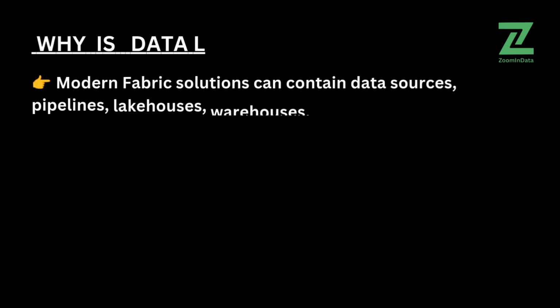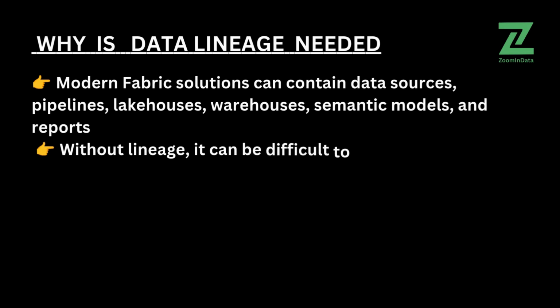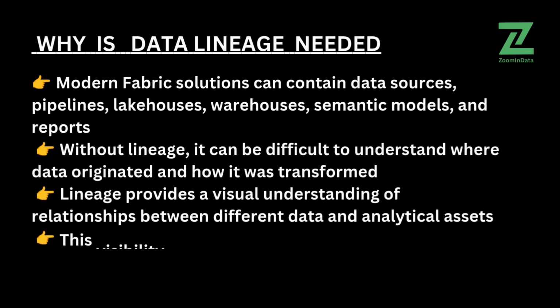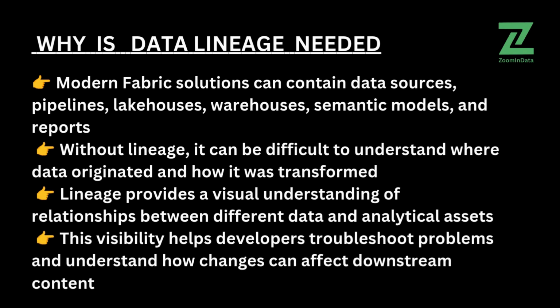Modern Fabric solutions can contain data sources, pipelines, lakehouses, warehouses, semantic models, and reports. Without lineage, it can be difficult to understand where data originated and how it was transformed. Lineage provides a visual understanding of relationships between different data and analytical assets. This visibility helps developers troubleshoot problems and understand how changes can affect downstream content.